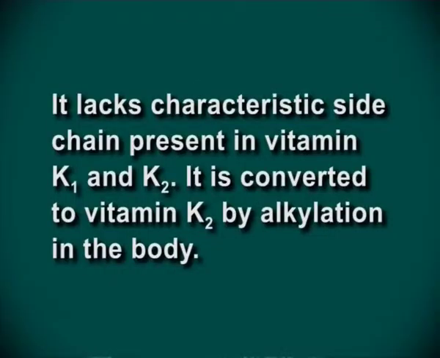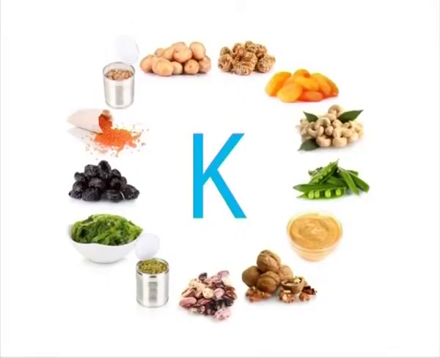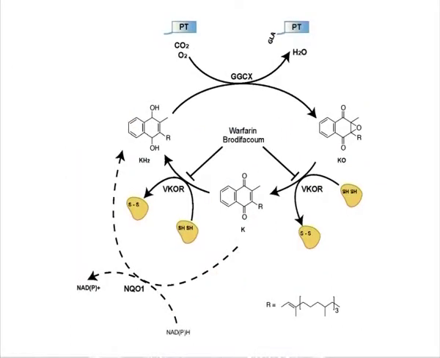It is also called vitamin K3. It lacks the characteristic side chain present in vitamin K1 and K2. It is converted to vitamin K2 by alkylation in the body. Vitamin K is essential for the activation of specific proteins such as prothrombin, involved in blood clotting and in bone mineralization, through its role as a cofactor for gamma glutamyl carboxylase. Gamma carboxyglutamate residues allow the protein to bind calcium and thus become activated.